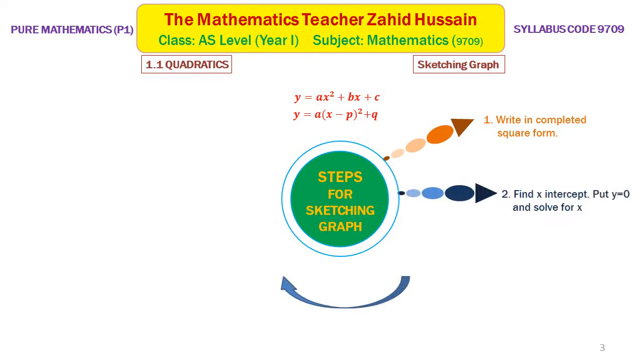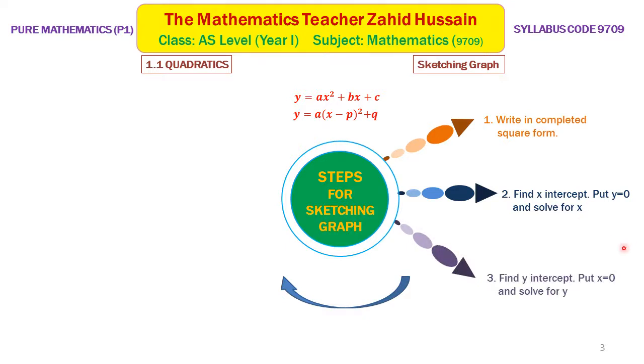Then we will find the x-intercept. X-intercepts are the points where the graph cuts the x-axis. There may be 2 points at which the graph cuts the x-axis. There may be 1 point and there may be no point. If there is no point, you will not be able to find the x-intercept, so do not confuse yourself. There may be 2 points, 1 point, or not any point where the graph cuts the x-axis.